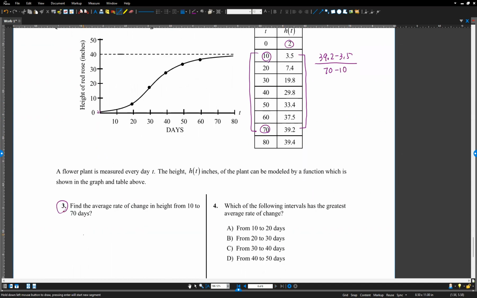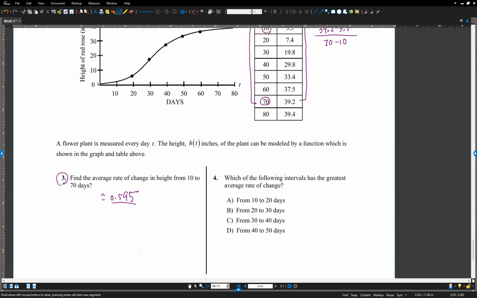I'm going to check the answer on my calculator. 39.2 minus 3.5, enter, and divide by 60. It looks like 0.59. 0.595 is the answer, okay? This one is what? Average change in seconds.